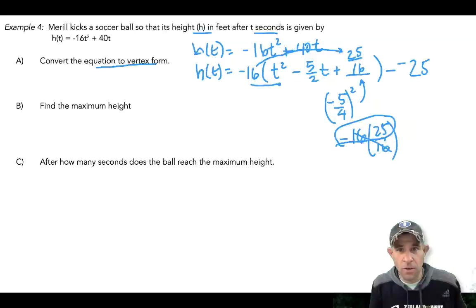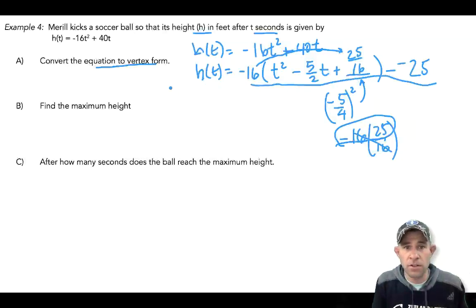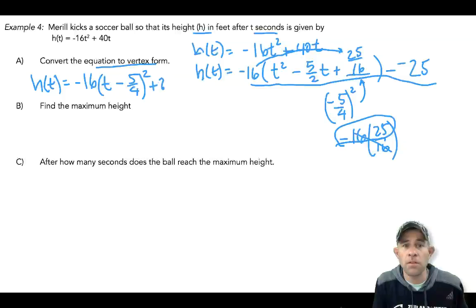Okay, here we go. We are ready to write our vertex form. Our vertex form now will read like this. h of t is equal to -16 times the quantity t minus 5/4 squared plus 25. All right, now that's a pretty difficult one to get there. We can go over more of those in class.